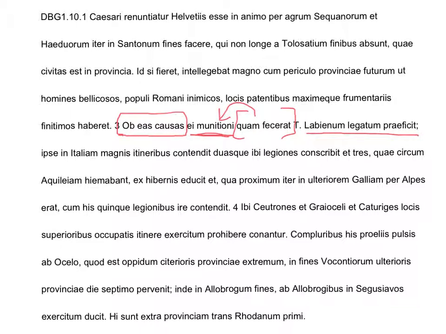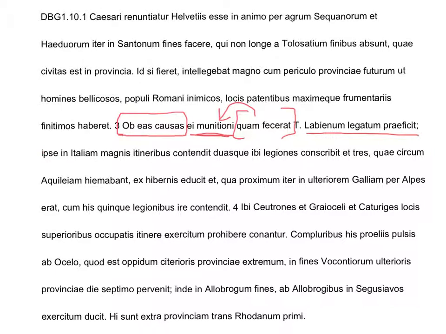So let's see. Because of these things, he, Caesar, put this guy in charge of this dative. He put this guy, the legate, in charge of this dative, which he had built. So basically, he puts Labienus in charge of the wall that was keeping the Helvetians from taking their original route.